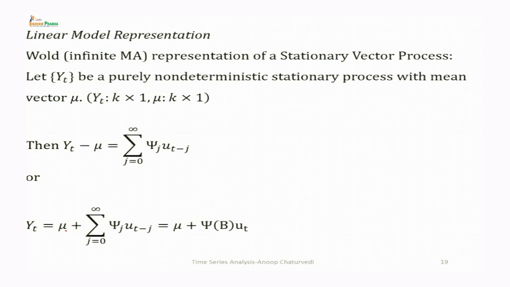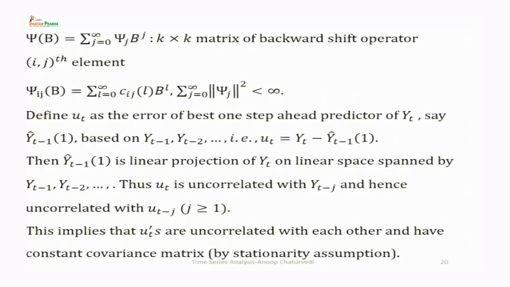Or y t is equal to mu plus summation j equal to 0 to infinity psi j u t minus j, or you can write it as mu plus capital psi b u t, where psi b is equal to summation j equal to 0 to infinity psi j b to the power j. This is a k cross k matrix of backward shift operators, and its ijth element is psi i j b is equal to summation l equal to 0 to infinity psi i j l b to the power l.